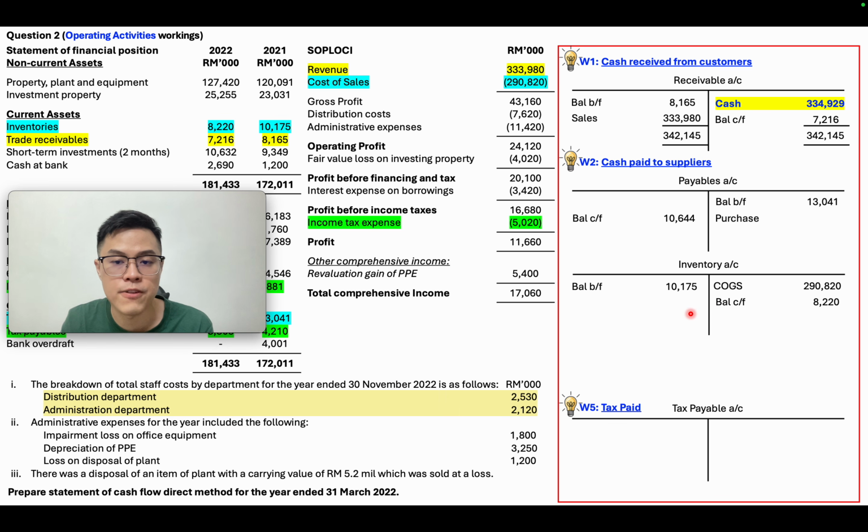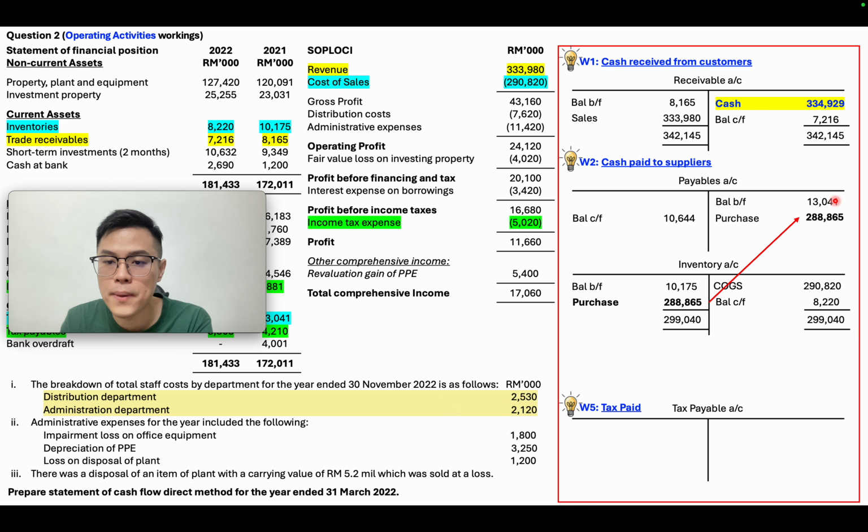So what is something that reflects in the debit side of inventory? Must be you buying inventory. Therefore, move backward, minus 10175. You know, this year you have bought 288865 purchase of inventory. And this amount will be the amount in here.